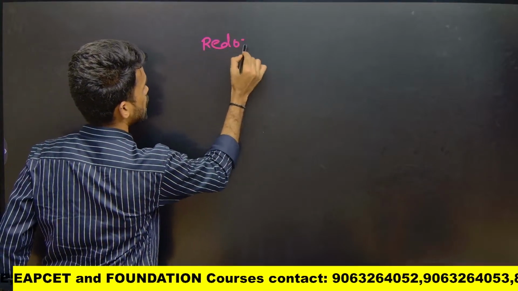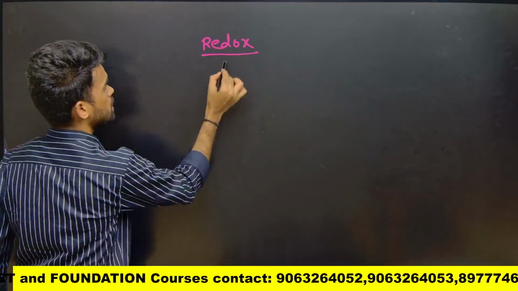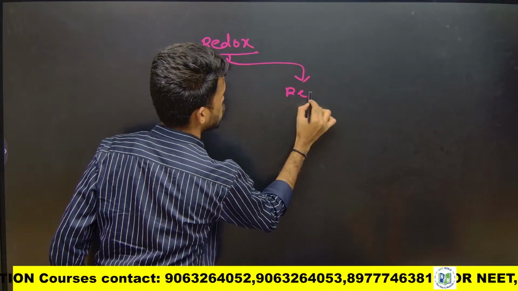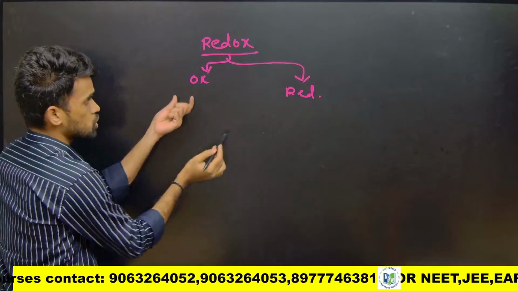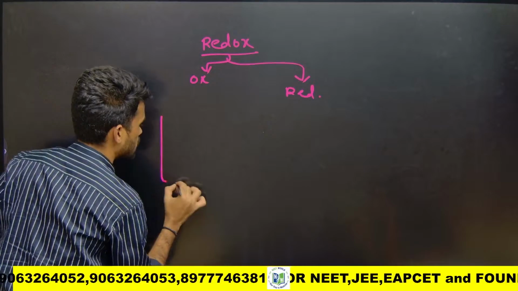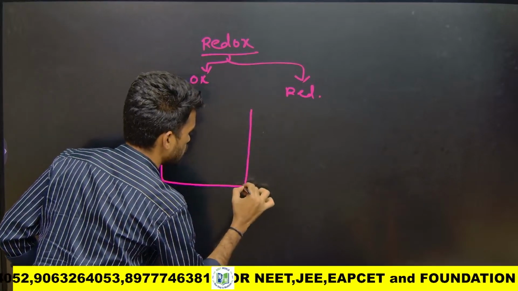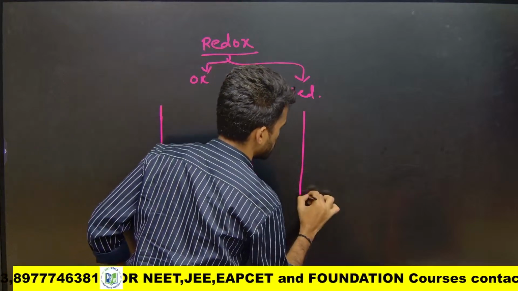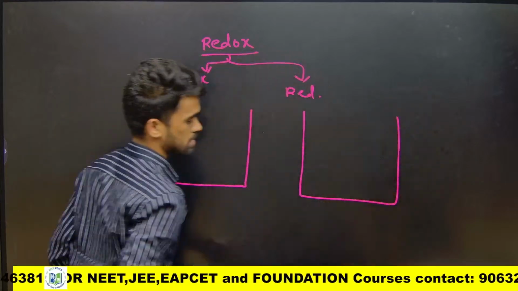So the redox reaction should happen. It means it should contain an oxidation process and it should also contain a reduction process. This oxidation and reduction take place in two different compartments, two separate compartments. I am indicating them like this. This is one compartment you can consider and this is another one. Let us take it like this.